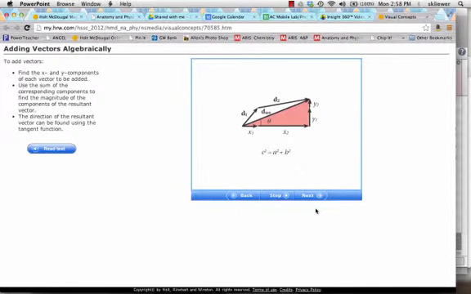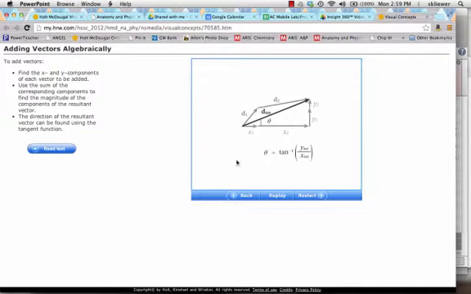Yes. The magnitude of the resultant can be found using the Pythagorean theorem. The direction can be found using the tangent function. Since the tangent of an angle is equal to the opposite over the adjacent side, you can write this. You can then find the direction of the resultant vector with the arctangent or inverse tangent. What else does he say? We now know the exact magnitude and direction of the sum of our two original vectors.